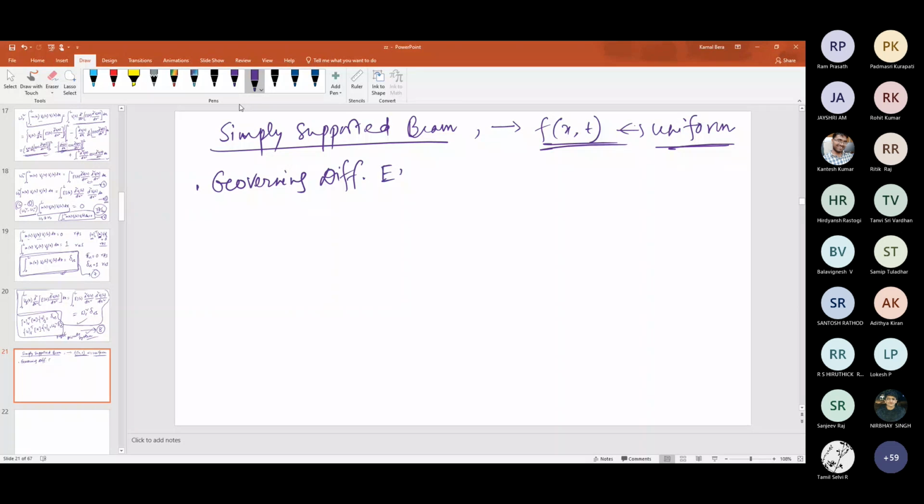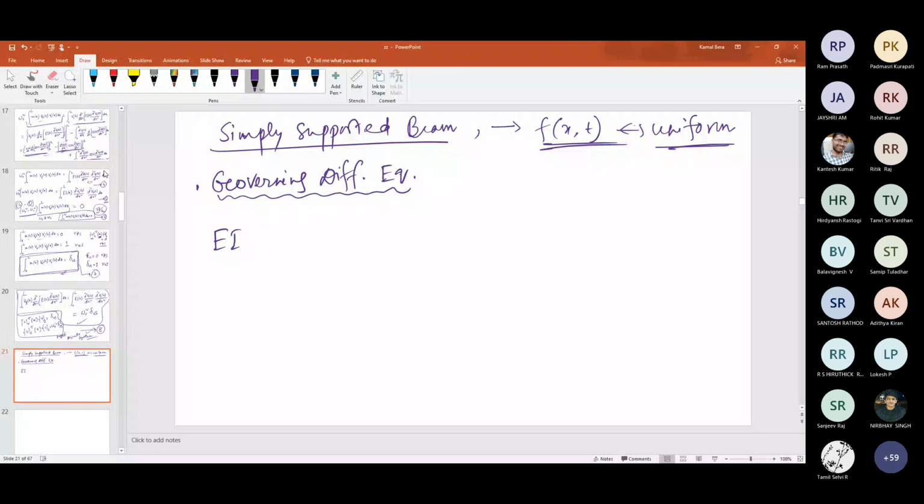Tell me what is the governing differential equation. I will summarize it now. So please see carefully, then it will be complete for you, right? So what is the governing differential equation? Tell me. EI d power 4 v by dx power 4 is equal to... Slowly, EI d power 4 v by dx power 4.